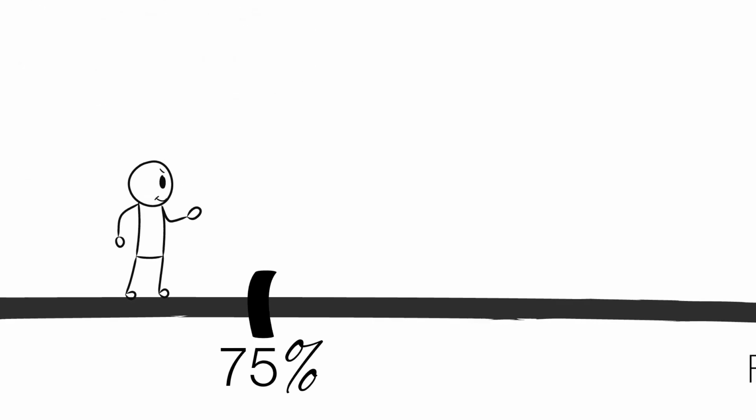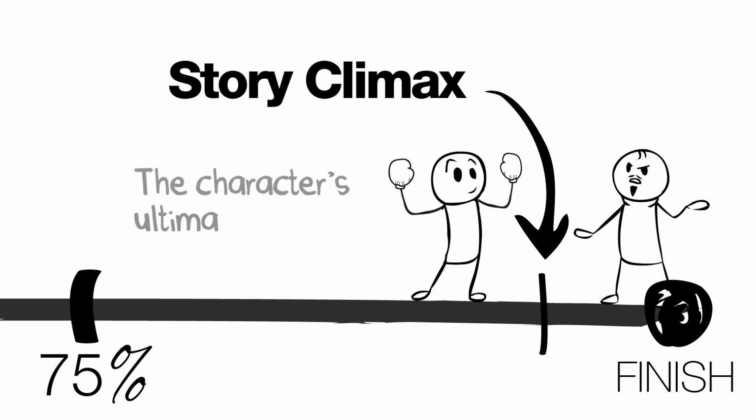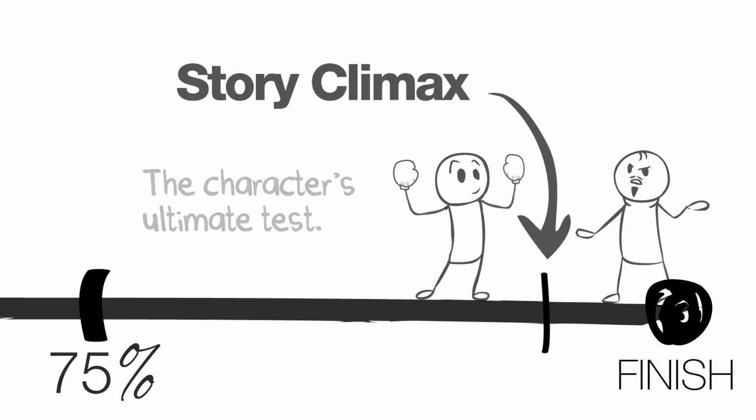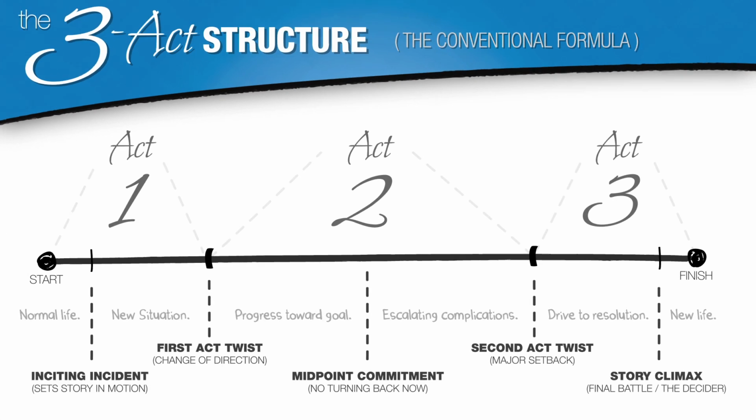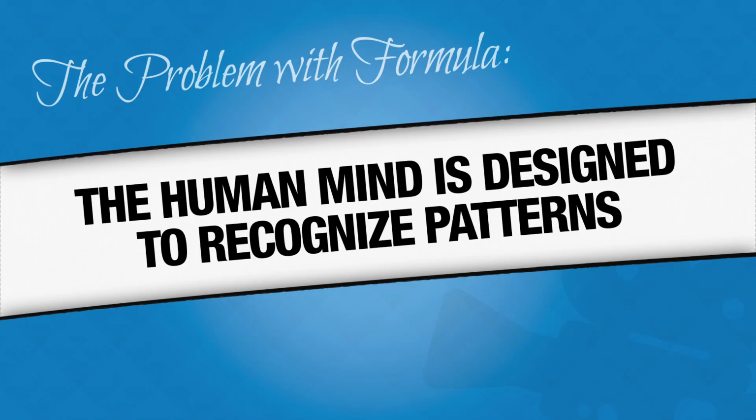The third act then builds to that final story climax, where the battle ensues and they either win or lose, and we see the consequences of the events of the story. Now, you can probably pause this video right here and start turning your idea into a story from that formula alone, but there's a problem with this formula.